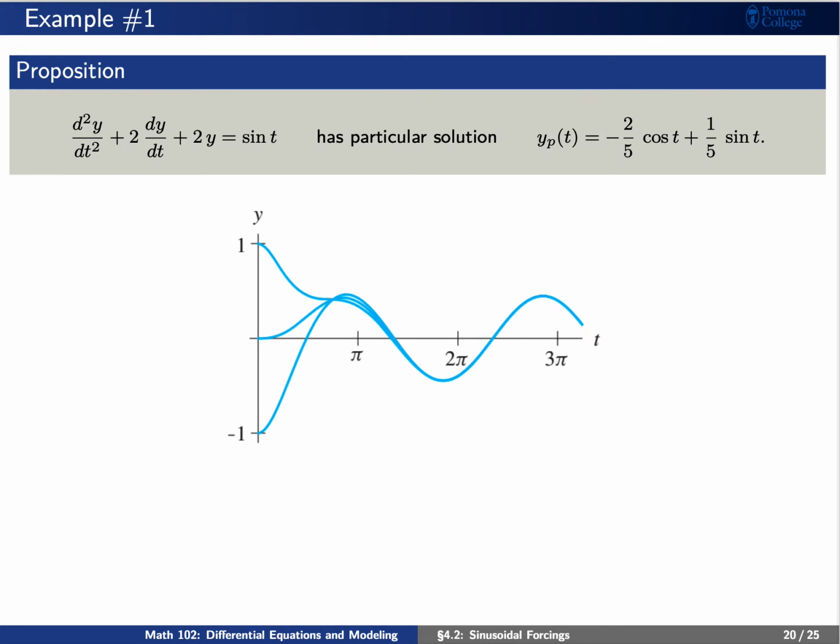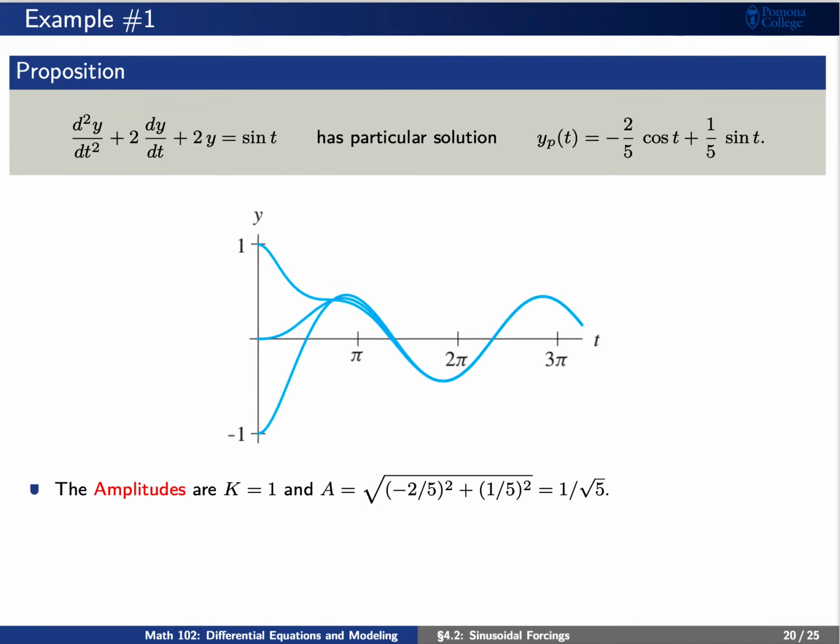For our first example, let's consider the second order equation y double prime plus twice y prime plus 2y equals sine of t. One can compute that a particular solution, y sub p, is negative 2/5 cosine t plus 1/5 sine t. You can see a plot of the various solutions y of t here on your screen. You'll notice that it actually doesn't matter where the graph y starts. Eventually, all of the solutions behave like y sub p of t. This is the idea of having a steady state behavior.